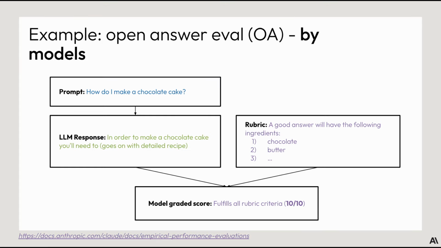Here is an example of an open answer eval. We have the prompt. In the prompt, we ask, how do I make a chocolate cake? We have the LLM response and the rubric on the right. In the rubric, we specify that a good answer will have the following ingredients, and when this is checked in the LLM response, we score the model's answer, which is 10 in this case.